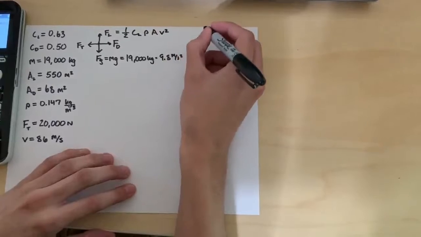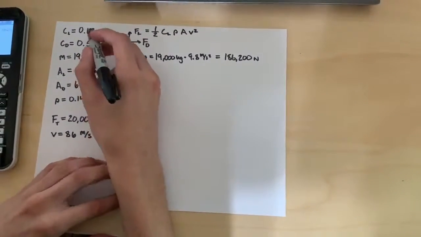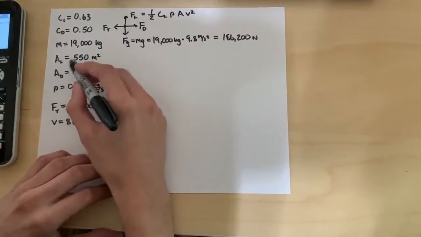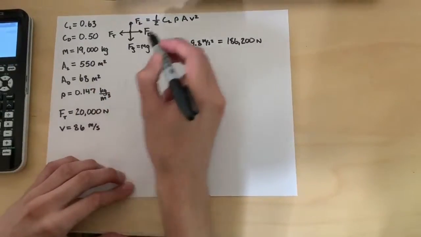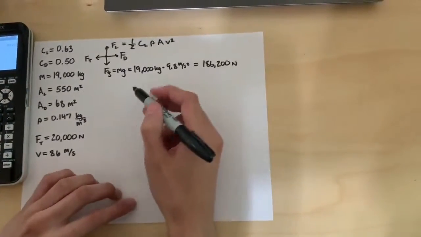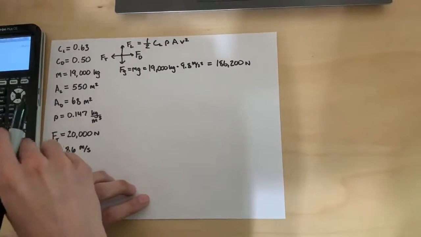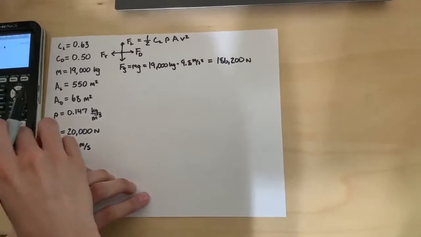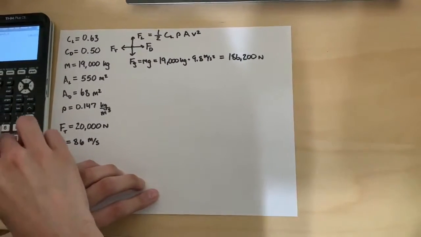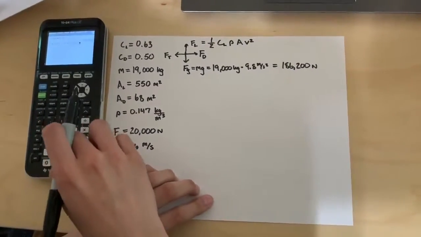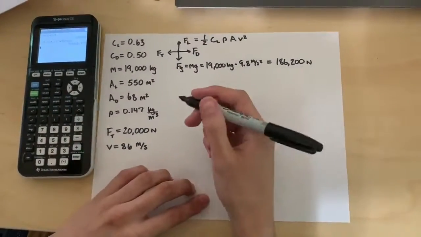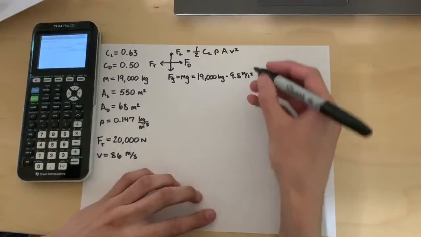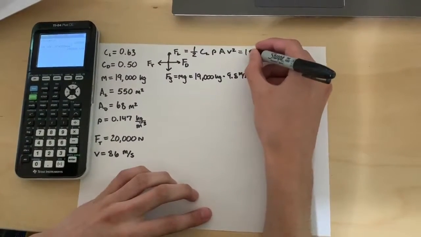If I'm going to go ahead and plug that in, we have the coefficient of lift given as 0.63, rho is given as 0.147, area was given for the lift component as 550 meters squared, and the velocity was 86 meters per second. So as I plug that in, 0.63, 0.147, 550, and 86 squared, I'm going to get 188,359, and that's going to be newtons.